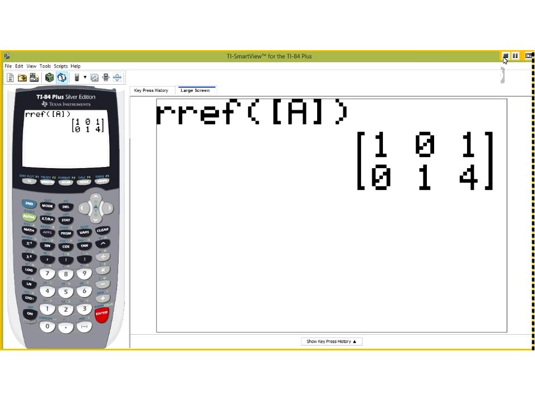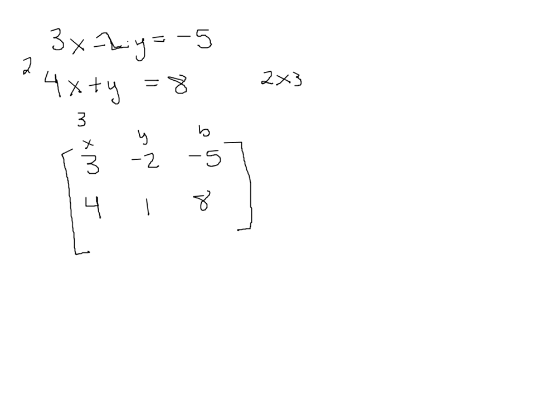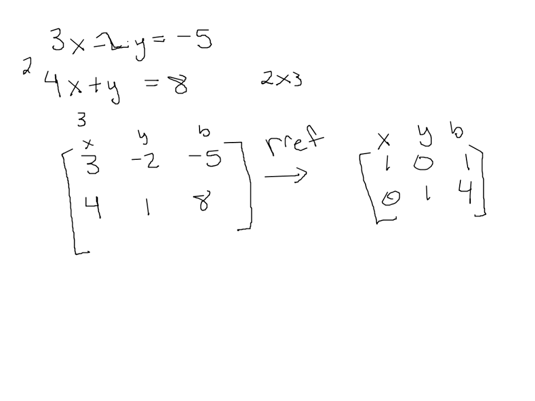I'm going to go back to the other part, and I do the RREF with my calculator, and I get 1, 0, 1, 0, 1, 4. Now, the first column was the X, the second column was the Y, the third column was the B. So what this says is that 1x is equal to b, so x equals 1, and y equals 4. So that's my solution. I enter it into my math lab as an ordered pair 1, 4.